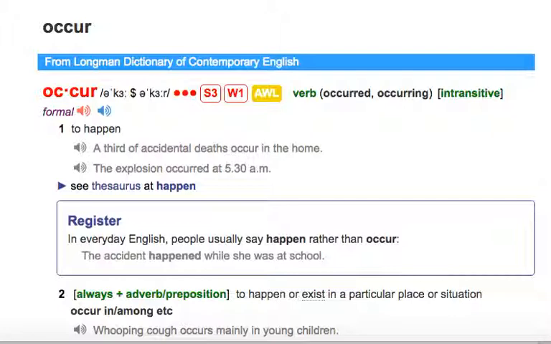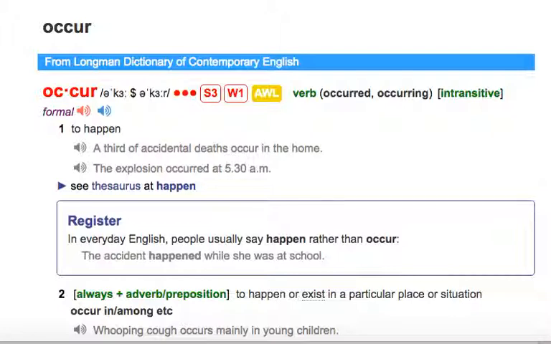Occur. This is an academic word. It's on the academic word list. So it's one of the top 60 words that are frequently used in English. You will see it in text, and you will need to use it in your writing.